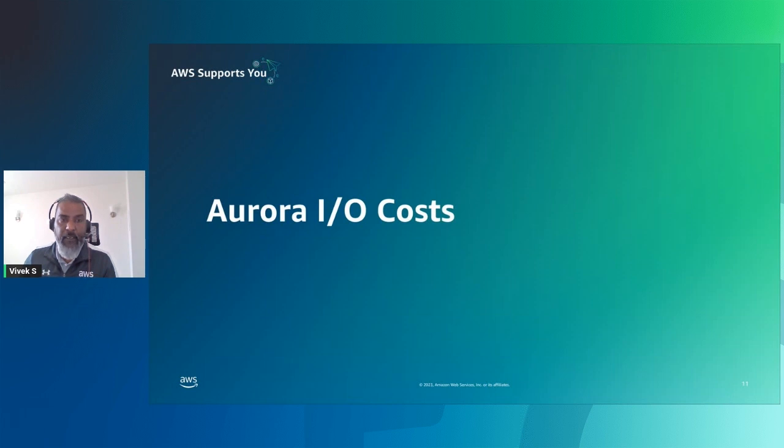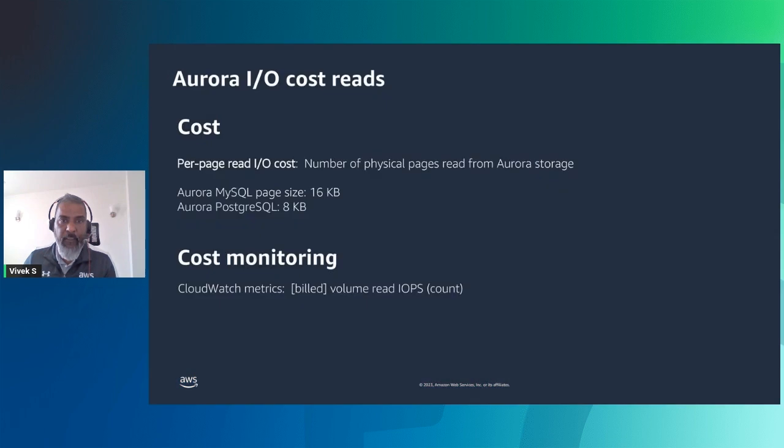In this section, we are going to learn about the best practices to optimize Aurora IO cost. Aurora IO cost is one of the topmost questions asked of me: how we can save Aurora IO cost on PostgreSQL and MySQL engines. So let's go ahead on this one.